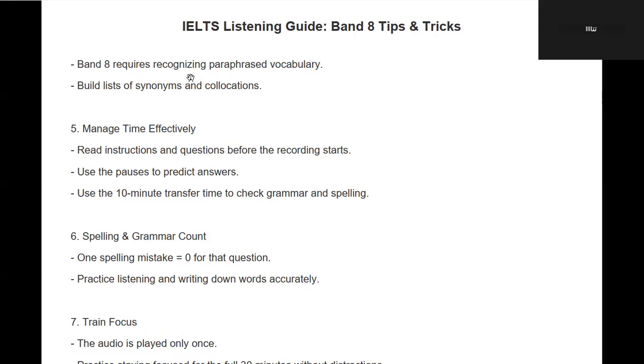Build a list of synonyms and collocations. Do not say "do a mistake," no, it's "make a mistake." That's why you need to focus on collocations, for example, "make up your mind," and how prepositions go. For example, arrive in, arrive at, not arrive to. So you need to build a list of synonyms and collocations.